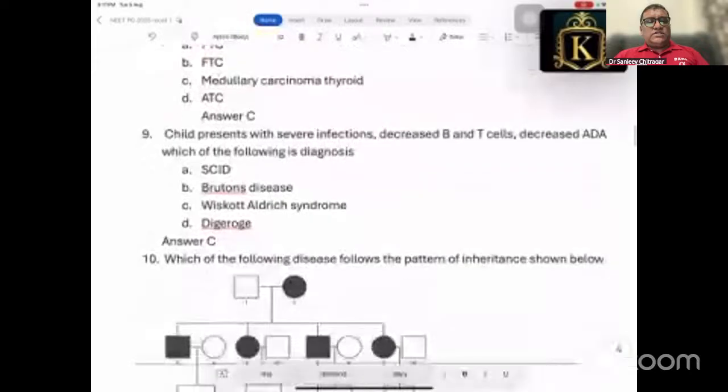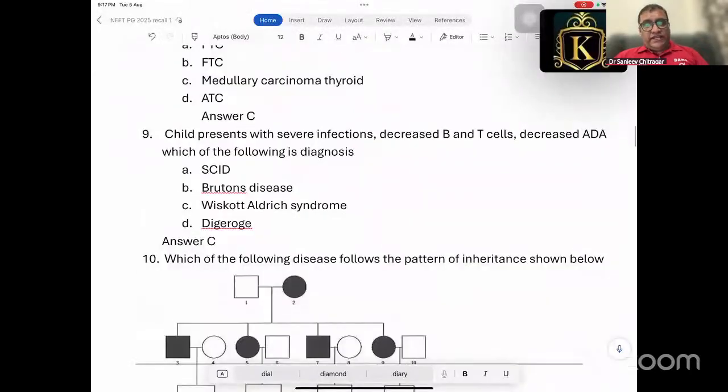Next, question 9. Child presents with severe infection, decreased B and T cells. Both B and T cells decreased means what? Combined immunodeficiencies, isn't it? Which are the combined immunodeficiencies we discussed? SCID, then ataxia telangiectasia, and Wiskott-Aldrich syndrome. Decreased ADA. Again, we had discussed this in class, in DVT, and also in LRR. Decrease in ADA, adenosine deaminase deficiency, is seen in SCID. SCID can be due to two conditions.